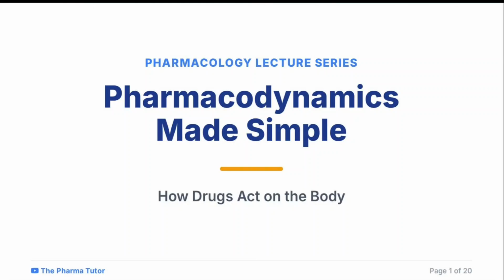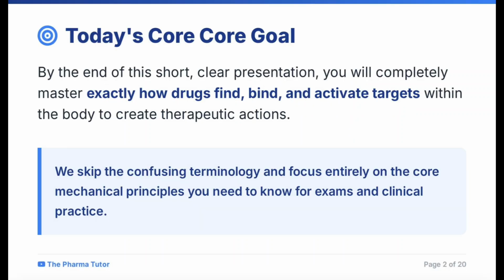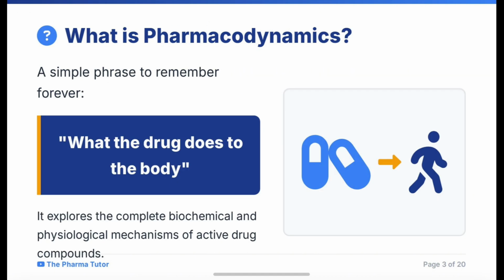Pharmacodynamics is the study of what drugs do to the body. It explains how drugs work, where they act, how they produce therapeutic effects, and why they may also cause side effects or toxicity. Pharmacodynamics is one of the most important branches of pharmacology because it helps healthcare professionals understand the relationship between drugs and the body.